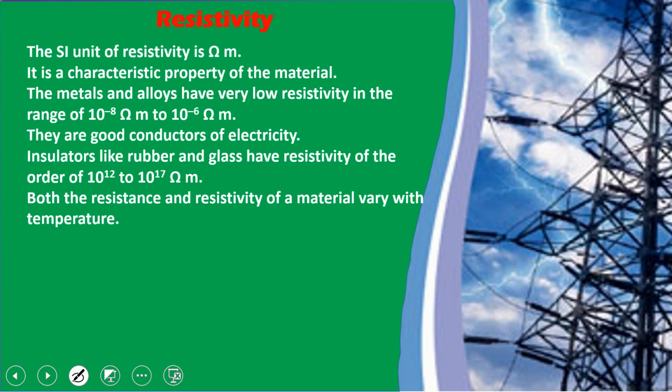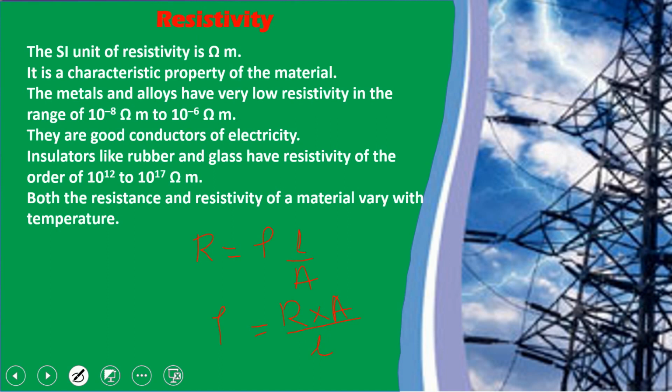Now, what is resistivity? Now more about the resistivity. Resistivity is a constant, and it depends on the material. Now, the SI unit of resistivity: we have R is equal to rho L upon A. Now what is rho then? So rho is equal to R into A upon L, we can write it like this.